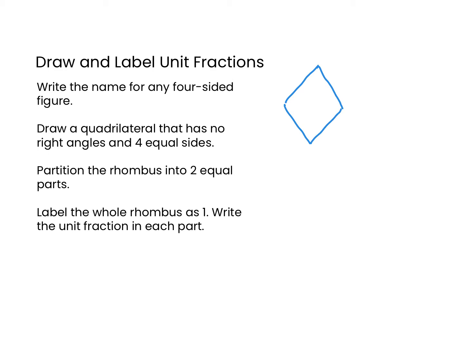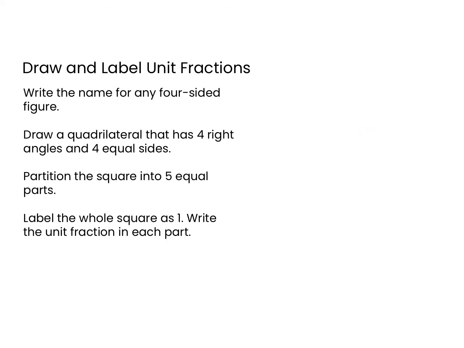So we're going to partition that rhombus into 2 equal parts. Label the whole rhombus as 1 because that is 1 part. And then the unit fraction of each part is 1 out of 2 parts, or 1/2. I hope this is making sense and connecting to what you remember from 3rd grade.